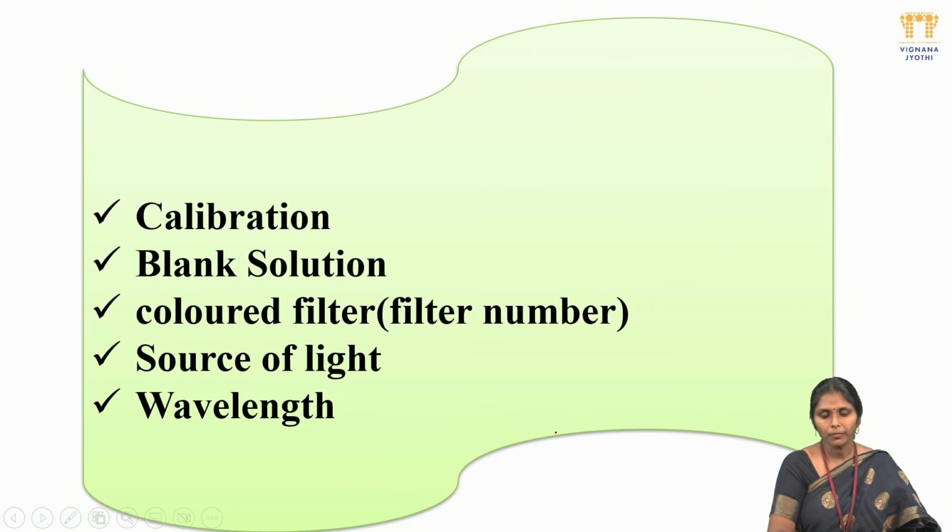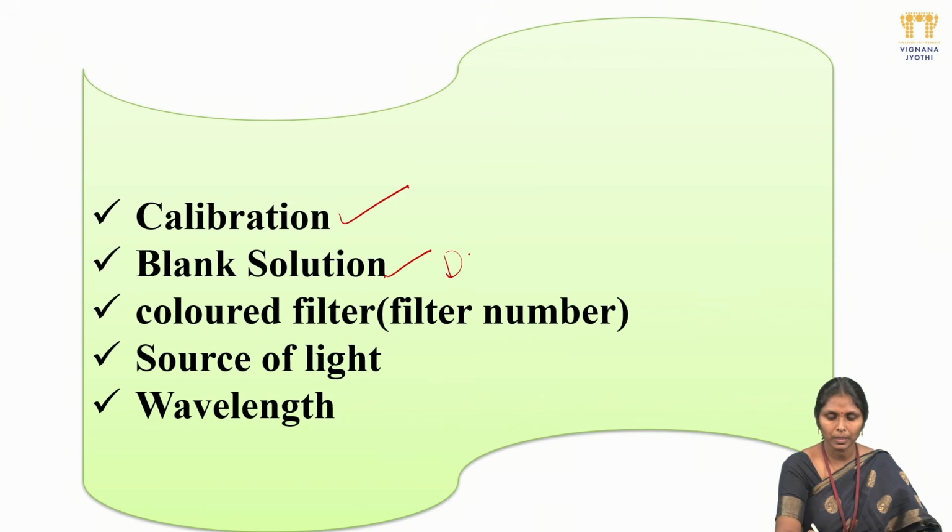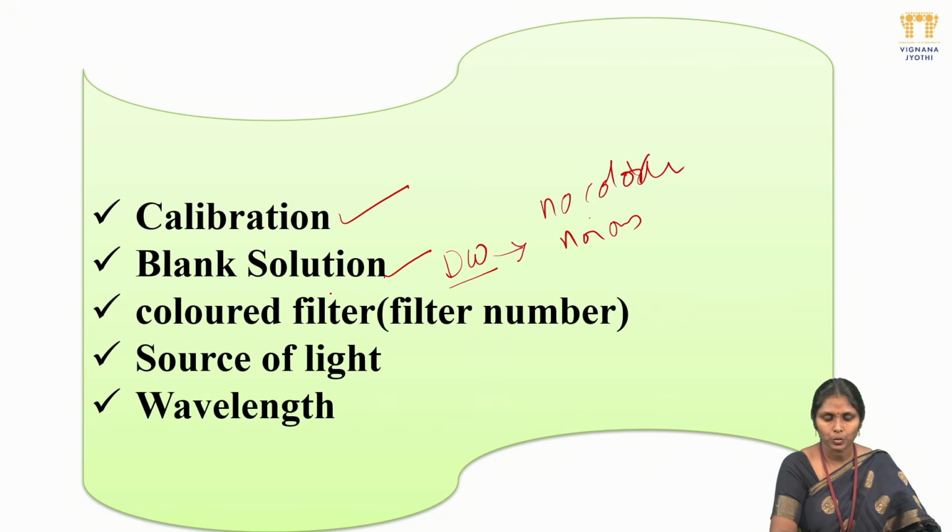So you mainly focus on what calibration is, why we have to do the calibration, what the purpose of the blank solution is, and what blank solution we are using. That blank solution is distilled water. Why are we using distilled water? Because it has no color and no ions. That's why you choose distilled water as the blank solution. The absorbance value for distilled water is 0.